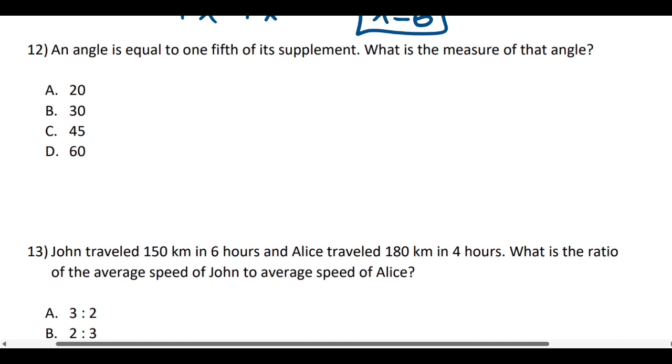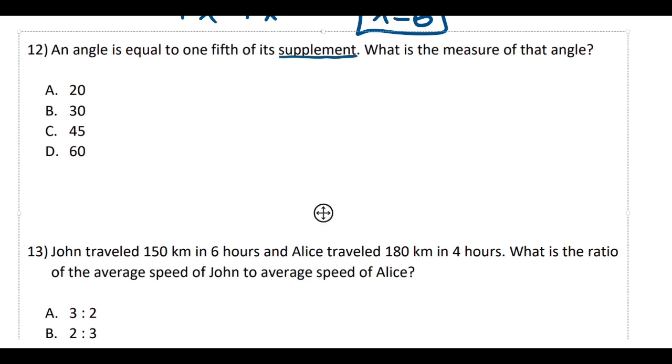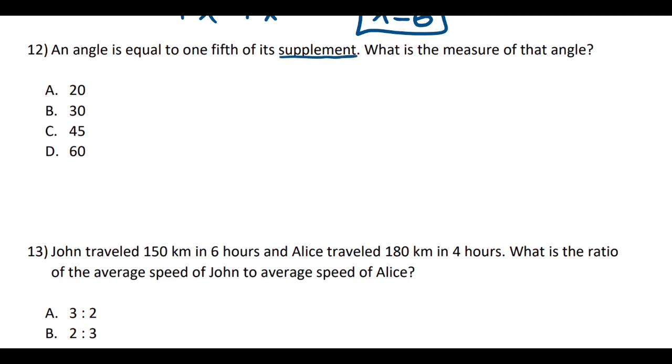An angle is equal to 1/5 of its supplement. What is the measure of that angle? So what it means for two angles to be supplements of each other means that when you add them together, you get 180. So if 1/5 of an angle, 1/5 of x, plus that angle are supplements, that means that they add up to 180.